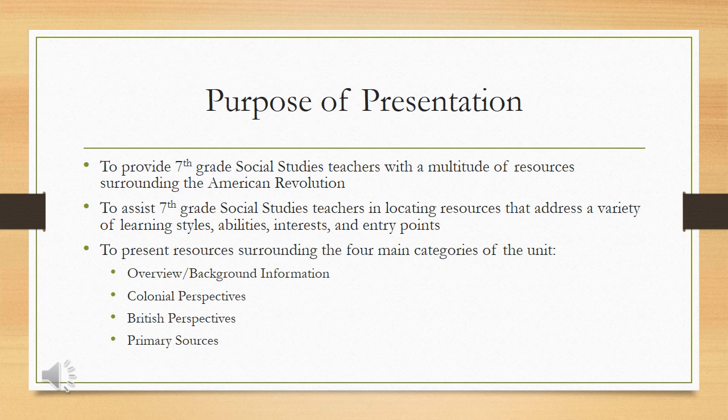Additionally, this presentation is to assist 7th grade social studies teachers in locating resources that are going to address a variety of learning styles, abilities, interests, and entry points that your students are bringing with them. Finally, I have selected websites that address the 4 main categories of our American Revolution unit, including overview and background information, colonial perspectives, British perspectives, and primary sources.